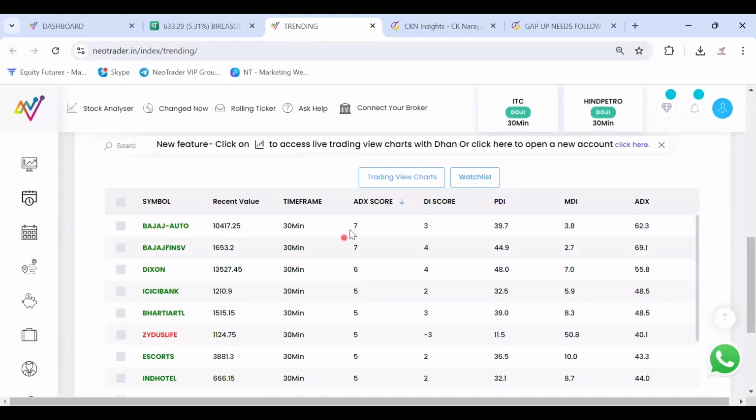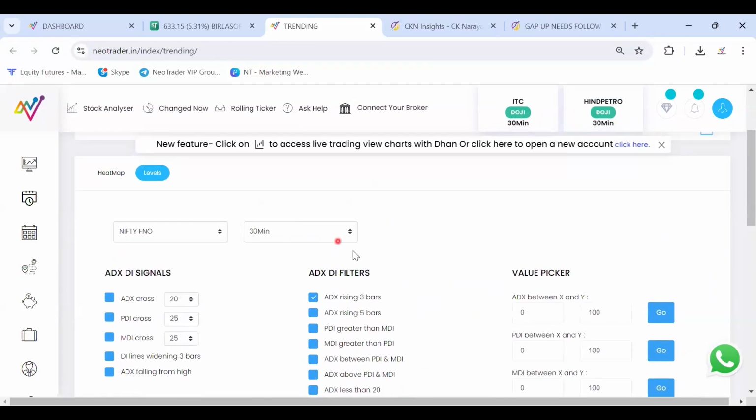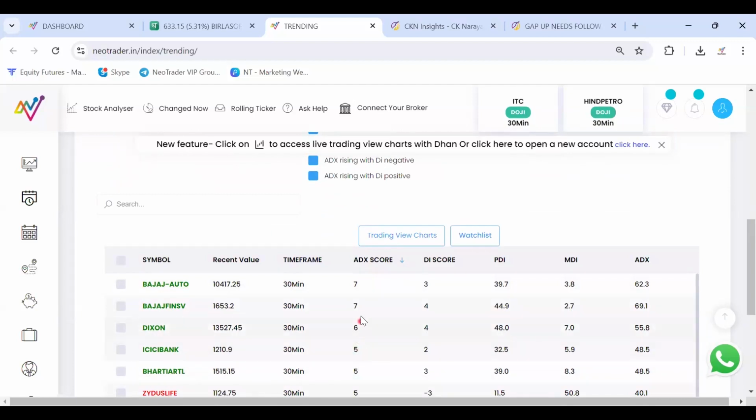then the strength is very good. Now you have to be careful only that on this particular time frame, the 30 minute, the move is getting a little extended here. So as it goes to 5, 6 and 7, you should be very careful because the trend may be getting extended. So for example, Bajaj Auto.